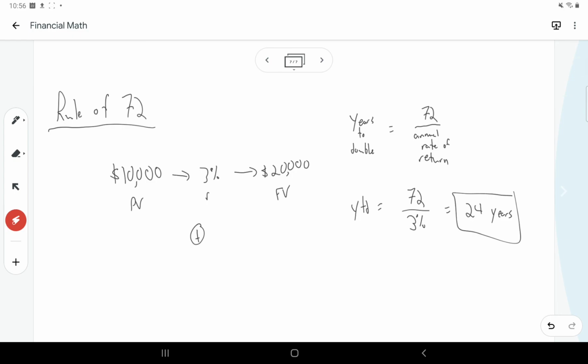Okay, so that's going through compound interest, the difference between compound and simple interest, and the rule of 72.